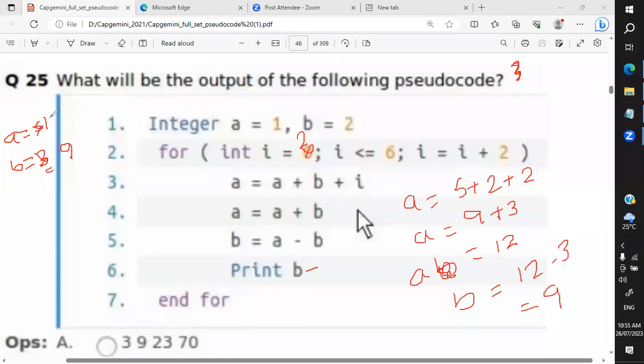The second output you are getting is 9. Those who got 10, please correct it. I hope you got where you made the mistake. The last updated value of B we are getting is 9. Am I right or did I make any mistake? B is 3, so A is equal to 5. Yes, 5 plus 3 plus.